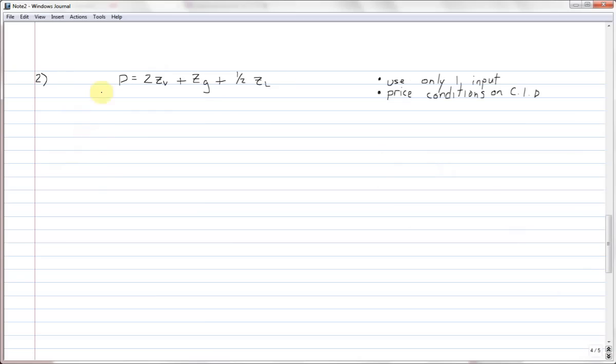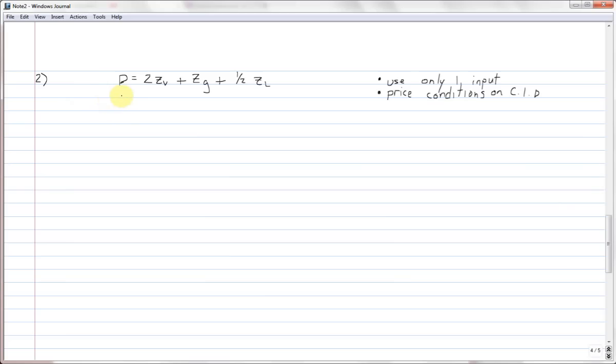So the next one is Ralph's problem, and of course with perfect substitutes, my first note applies. You use only one input, and there's price conditions on a conditional input demand. Okay, so if you stopped on the answers and you saw that big long thing, that's the answer to this one, and that's why this one's a little bit harder.